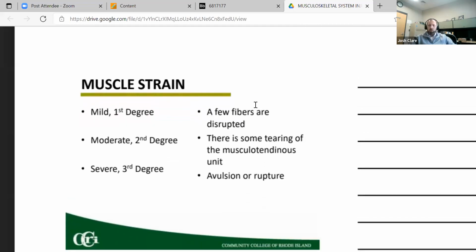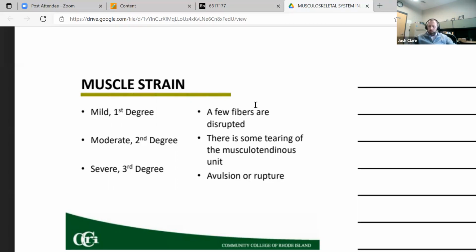So muscles now strain. Sprains are for ligaments, strains for muscles. Our first degree is few fibers are disrupted, same definition. Second degree, some tearing at the musculotendinous unit, again, partial tearing, similar to our ligamentous sprains. And third degree is an avulsion or rupture. So now the whole thing is separated. Either the tendon itself is ripped through or it pulled the bone off and we have that avulsion fracture.